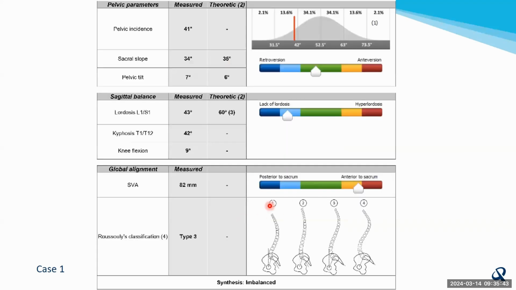And if we go through his pelvic parameters, we can see that his pelvic incidence is on the lower side. So this is one standard deviation, and it's more than one standard deviation below the mean. And so despite his lack of lordosis here, just like the initial patient, there's minimal pelvic retroversion. And because of that, he's been unable to correct his positive sagittal balance, and he remains stuck anterior to the sacrum and imbalanced.